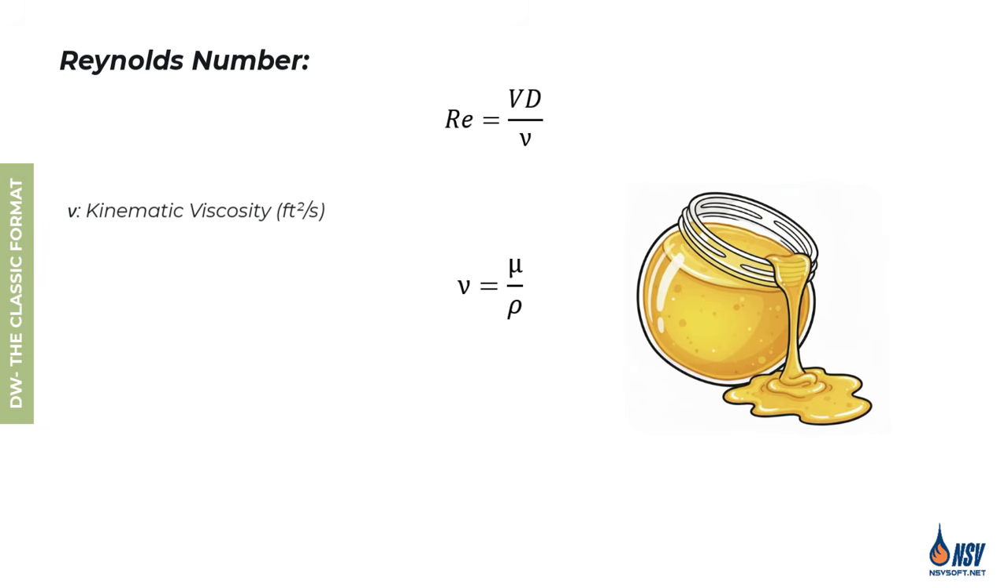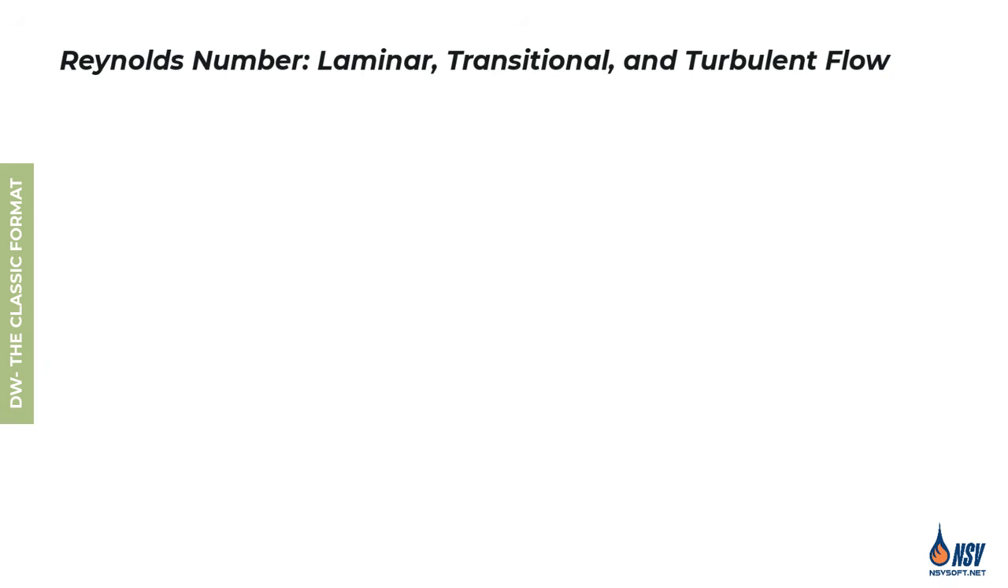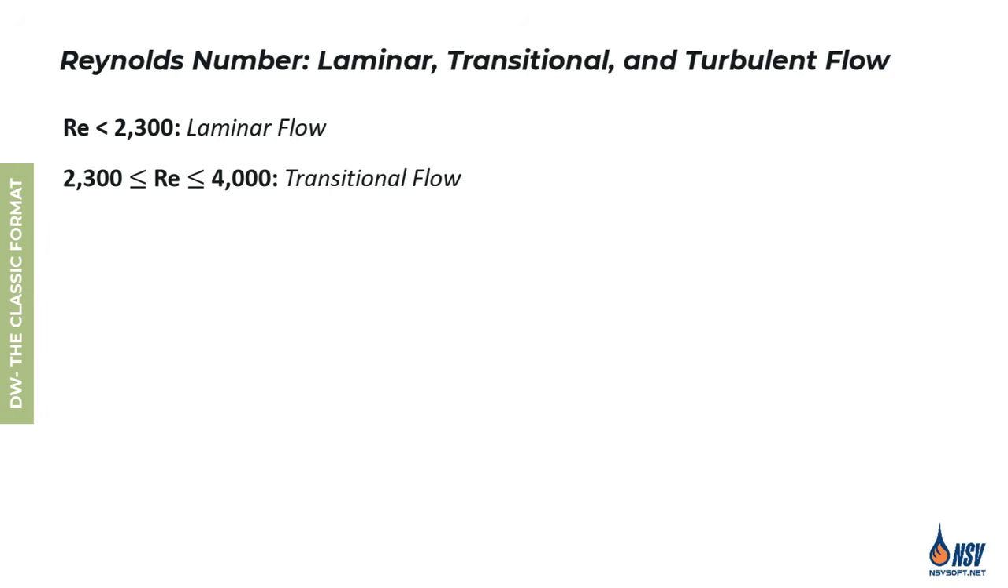Now that we know how to calculate the Reynolds number, let's look at how it relates to the flow condition. It is important to note that the specific Reynolds number ranges for each flow regime can vary slightly depending on the textbook. However, in general, when the Reynolds number is less than 2,300, the flow is considered laminar. For a Reynolds number between 2,300 and 4,000, the flow is in the transitional phase. Finally, if the Reynolds number is greater than 4,000, the flow becomes turbulent.